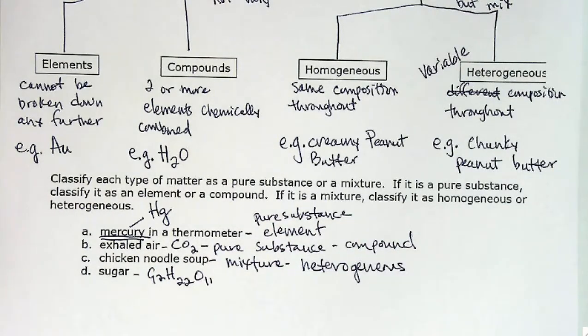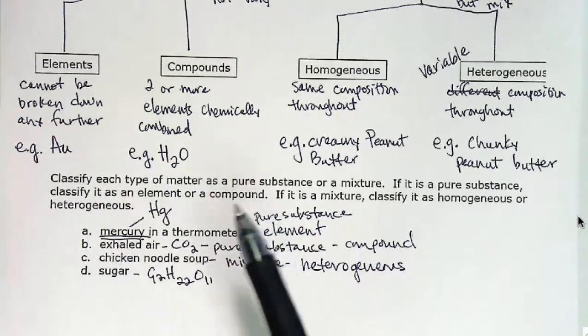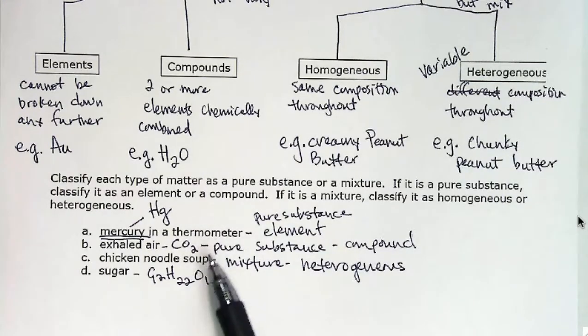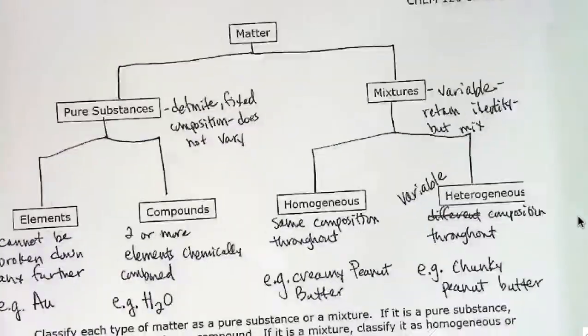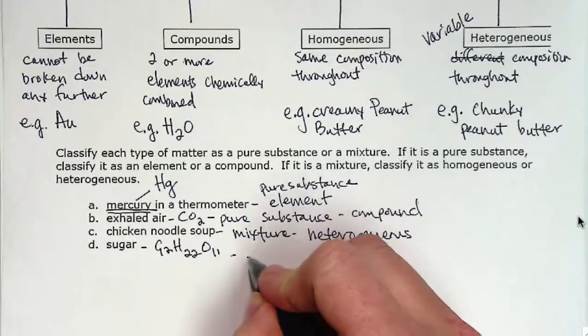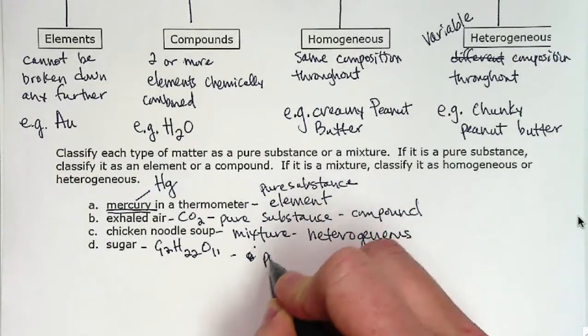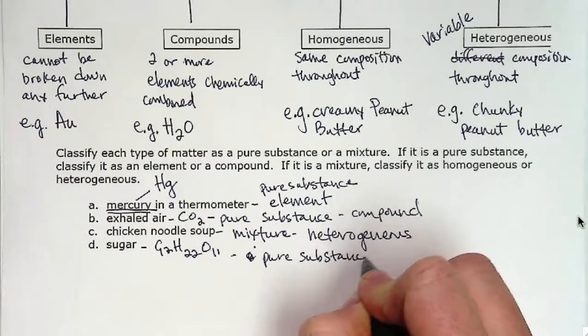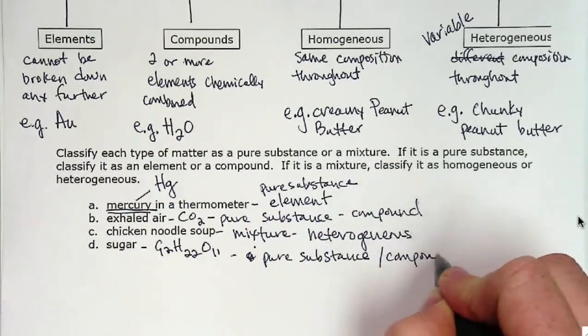Double check that real quick. Yes, so that is indeed the correct formula for table sugar, which is sucrose, C12H22O11. I know the formula well because I love sugar, although I know it's not very good for you. Anyways, back to the question. The question asks whether it's a pure substance or a mixture. We've already determined that it's a pure substance. It's not an element, but it's a compound. So it's a pure substance, and it is a compound.